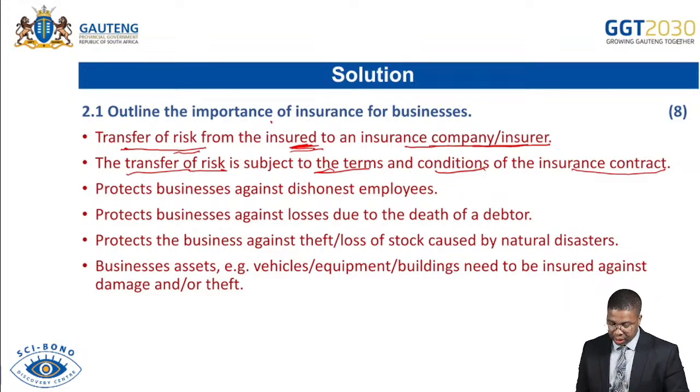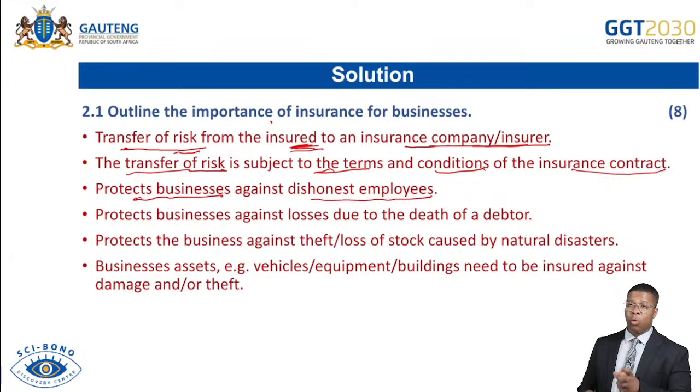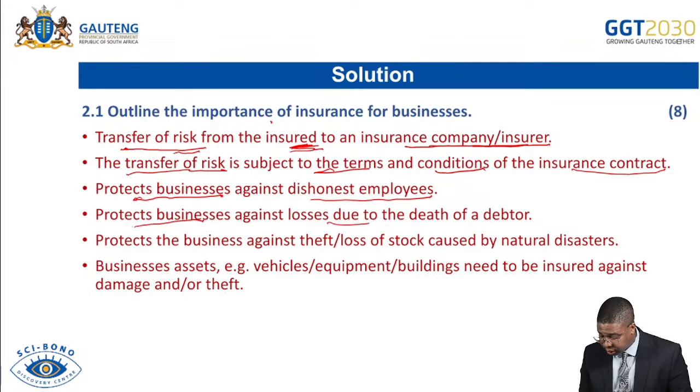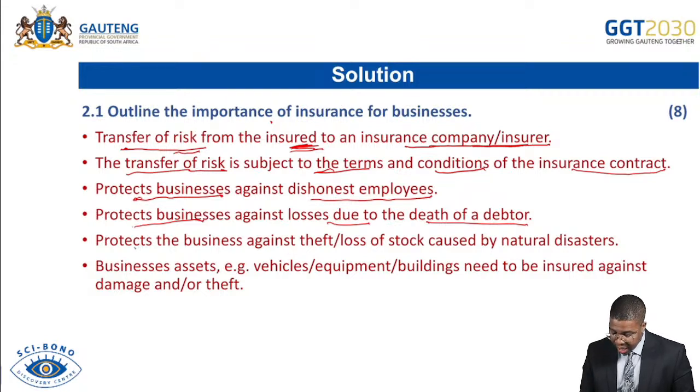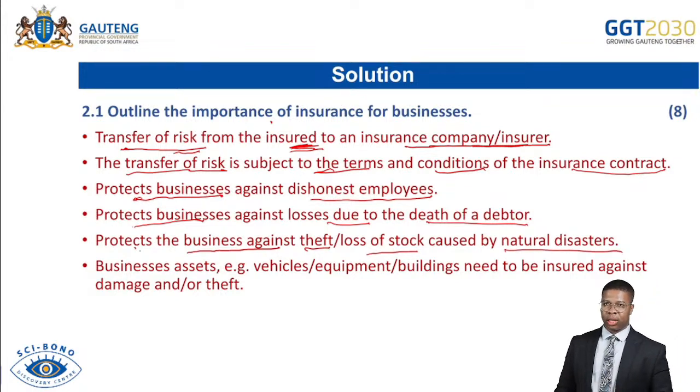That's another word now, advantage. And another advantage for the business is that it is important to have insurance because it protects the business against dishonest employees who might want to steal from the business. And then it also protects the business against losses due to the death of the debtor. A debtor can pass away, and if the debtor passes away, the business, if it has insured the debtor, will then recover the amount that the debtor was owing to the business. That is why insurance is important. And insurance is important because it protects the business against theft or loss of stock caused by natural disasters.